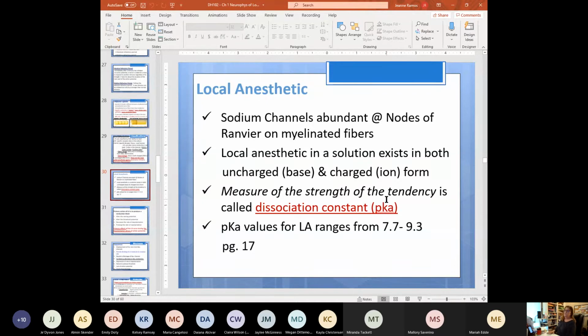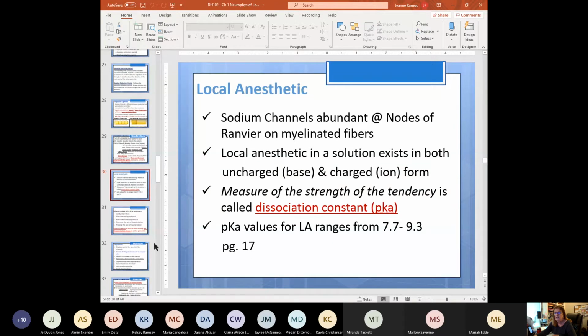What I've seen questions about is just wanting to know exactly that. What does pKa mean? The answer could either be dissociation constant, or the measure of strength of the tendency. So the strength of the tendency might be the strength of the impulse. Okay, so pKa values for local anesthetics range from 7.7 to 9.3. pKa is different from pH.